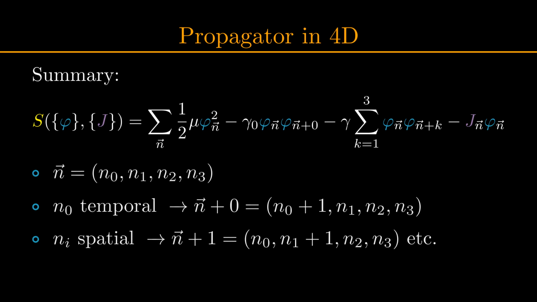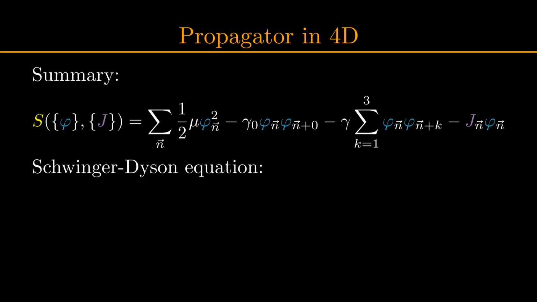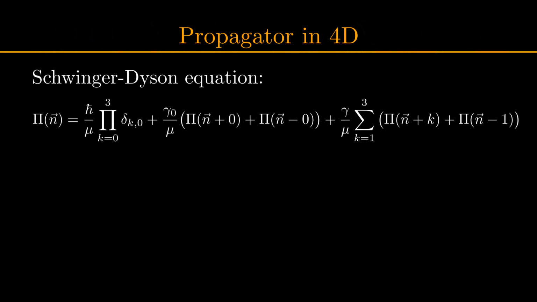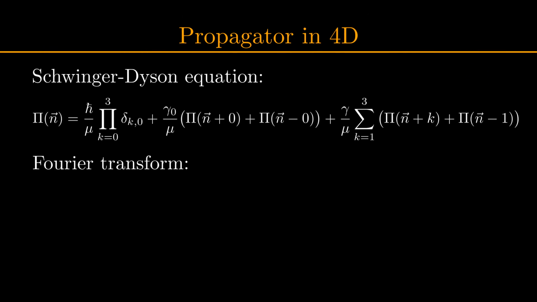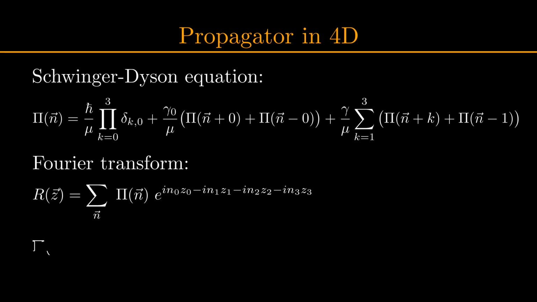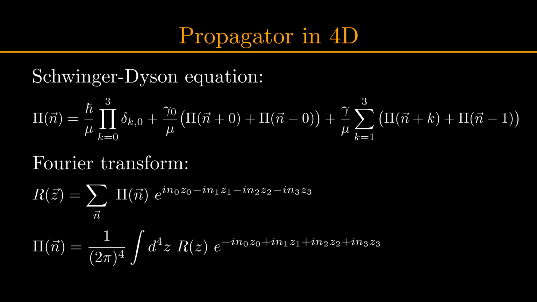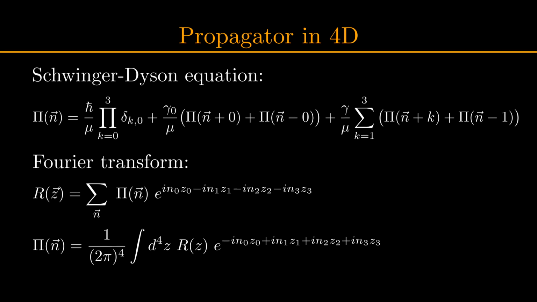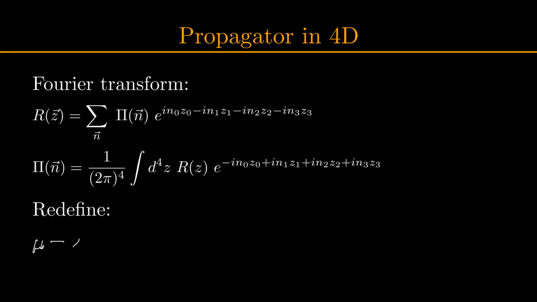If we enter this action into the Schwinger-Dyson equation and rewrite our field in terms of propagators, we get the following expression. Embracing the Fourier transform, we conjure up an expression for r of z, where z is now also a 4-dimensional array of numbers, and if we fill this into the equation of our propagator, we get a familiar integral expression again. The last step is to redefine mu and gamma in a sensible way like such.